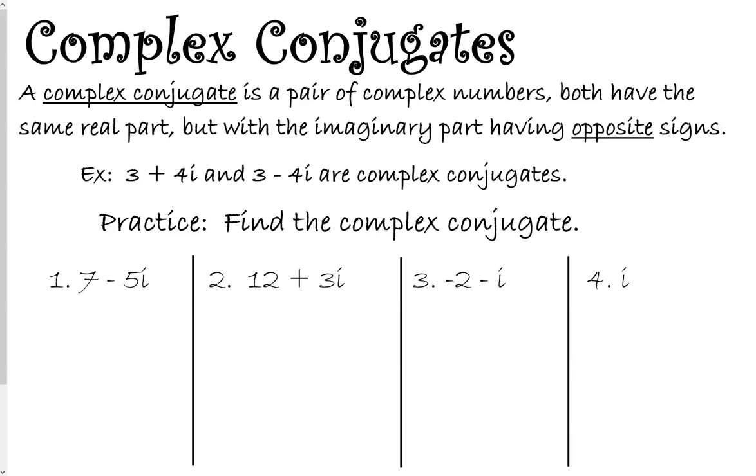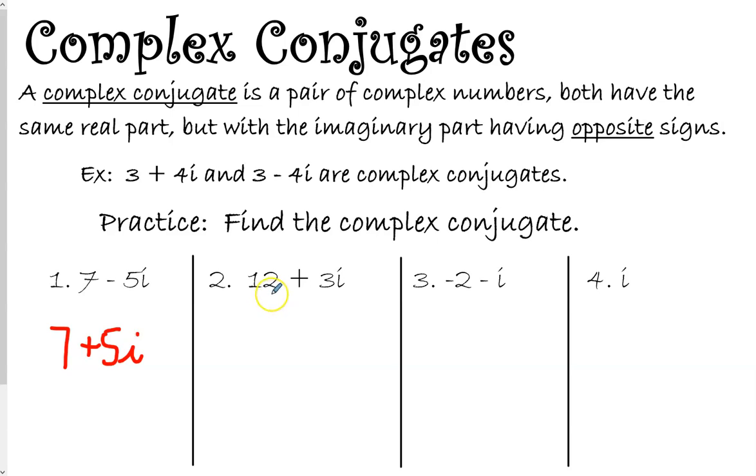All right, so let's find the complex conjugates for these. 7 minus 5i. The real part is the 7, so that stays the same. But the imaginary piece is negative 5i, so I'm going to flip the sign to make it positive 5i. And that's it.